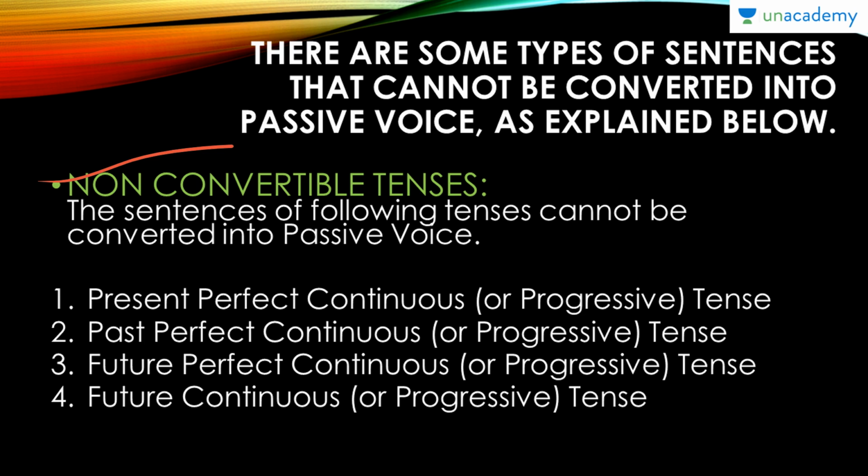So there are 4 particular tenses. First one, the present perfect continuous tense, past perfect continuous tense, future perfect continuous tense, and future continuous tense. Now, if you want to know more, I would suggest you go back to the previous modules, where I've given you examples for each of these tenses, and with these examples you would be able to understand better.